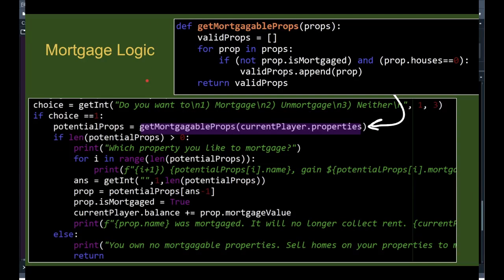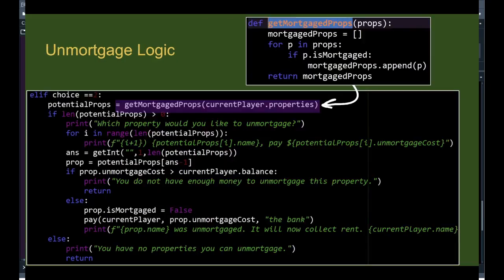Mortgage logic, again, exactly the same. Can you choose out of properties? And mortgageable properties are just, is this property mortgaged? If it's not, you can mortgage it. If it has 0 houses, you can mortgage it. Unmortgaging is exactly the same as mortgaging, except now it does the opposite and it checks, can we unmortgage it? So pretty much to unmortgage it, is it mortgaged already? Then you can unmortgage it.